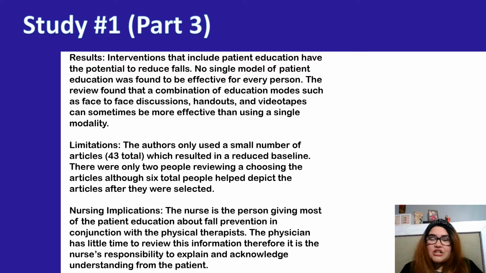And the nursing implication is that the nurse is the person giving most of this patient education. Physical therapists might discuss it, but it's mostly up to the nurses, and physicians don't usually discuss this with the patient as they are limited on time.